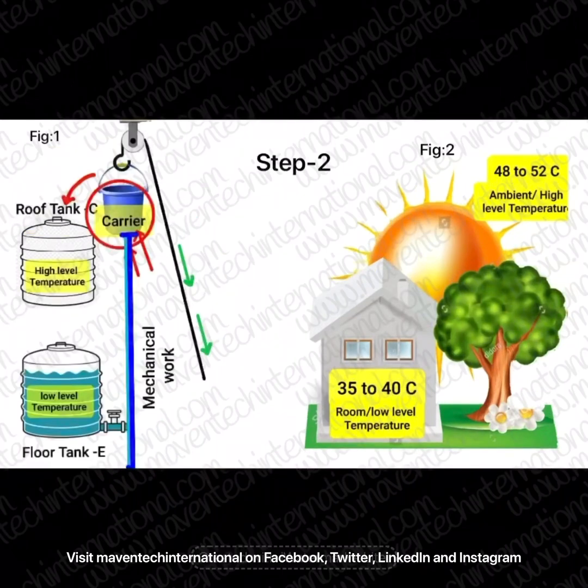In step 2, the bucket is raised to a level above that of tank C as shown in figure 1. Similarly, referring to figure 2, the temperature of the carrier has to be raised above that of the ambient temperature so that the heat flows from the carrier into the atmosphere, as the temperature of the carrier is higher than that of the atmosphere.